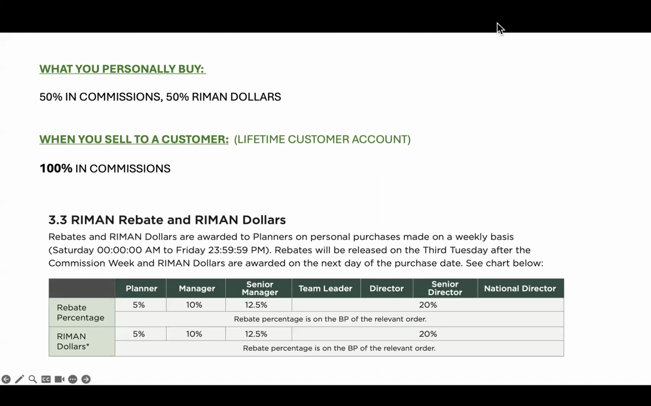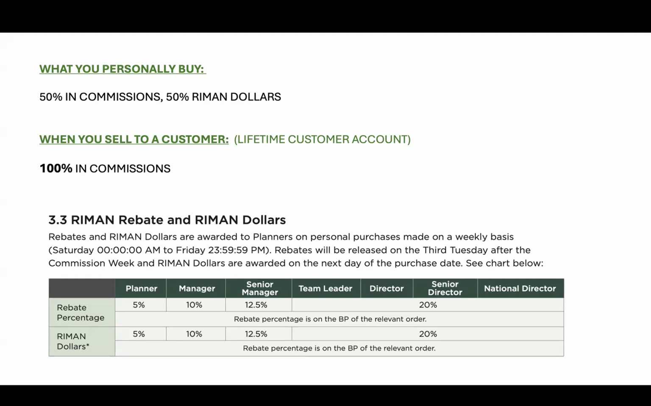Now, the other part you have to be really mindful of is Riman rebates and Riman dollars. This is more of a US policy and procedure, because we want to follow the rules and be in coordination with the FTC. Whatever you personally buy, you get 50% in commissions and 50% in Riman dollars, meaning I went to my shopping mall, I bought it, 50% in commissions, 50% in Riman dollars that I can save for a rainy day and buy with.